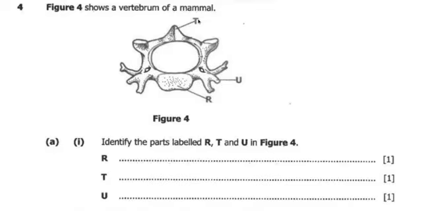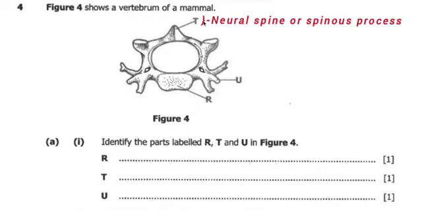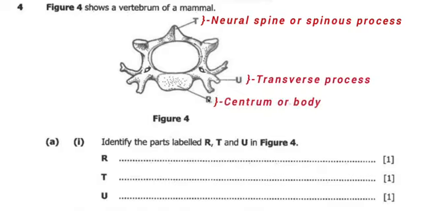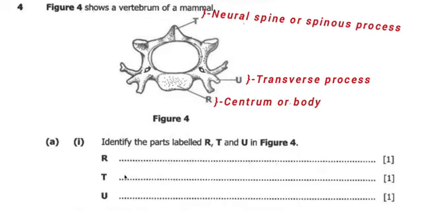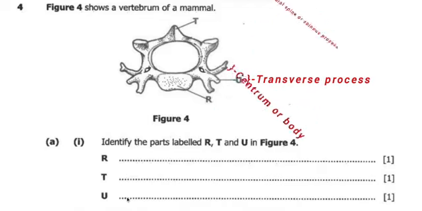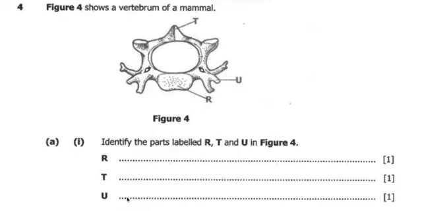The part labeled T is called the neurospine. If you don't want to call it neurospine, you can also say spinous or spinaceous process. Then U is called the transverse process. Then R is called the centrum or body. Whichever way is simple for you. So this one is the centrum, this one the neurospine, and this one the transverse process.